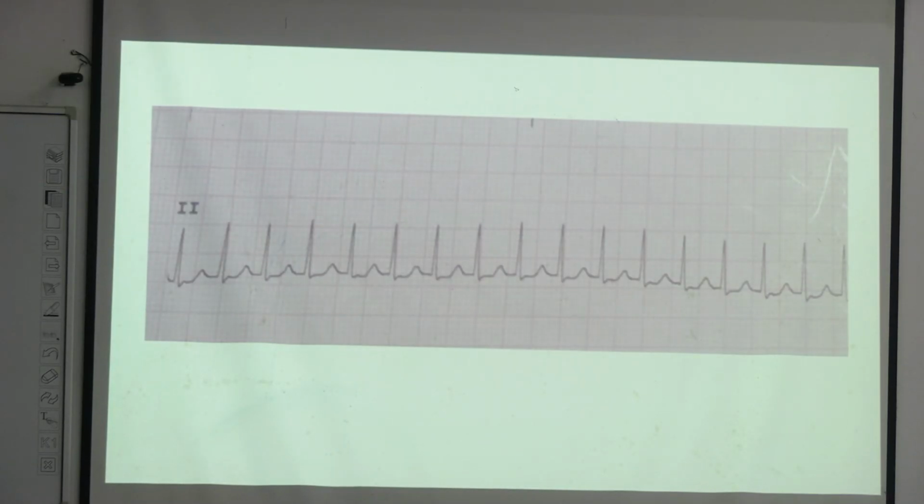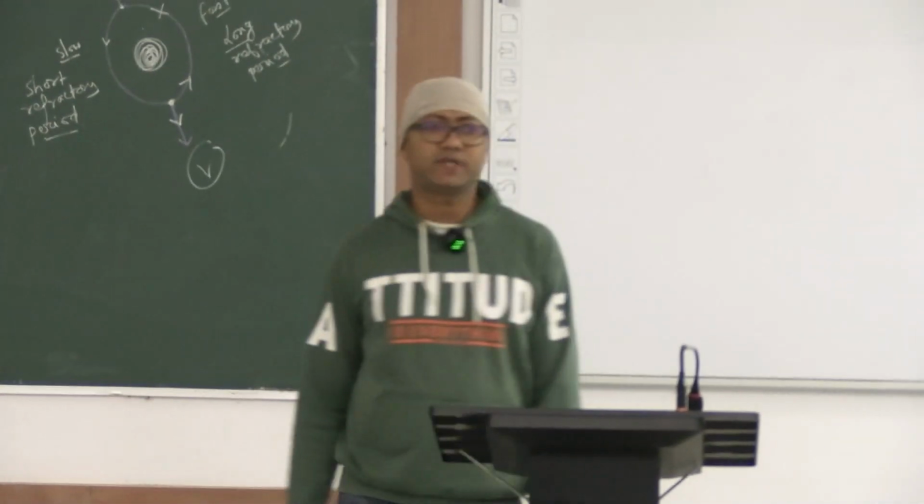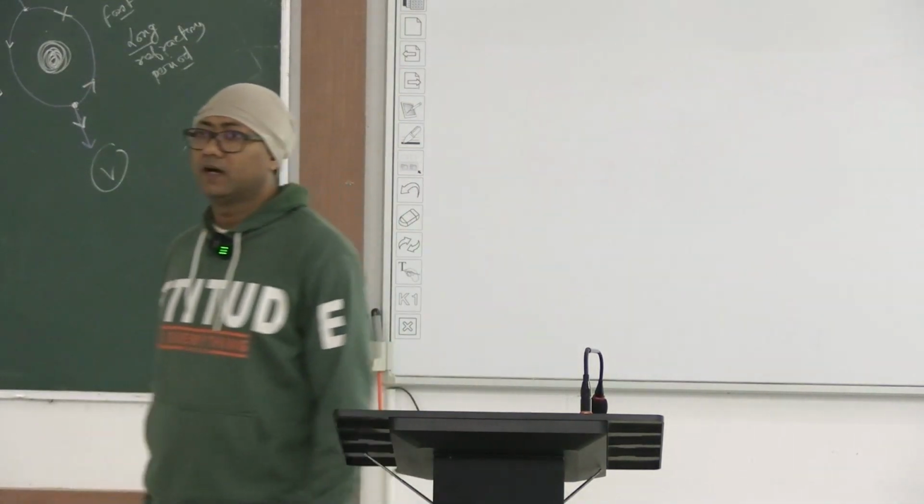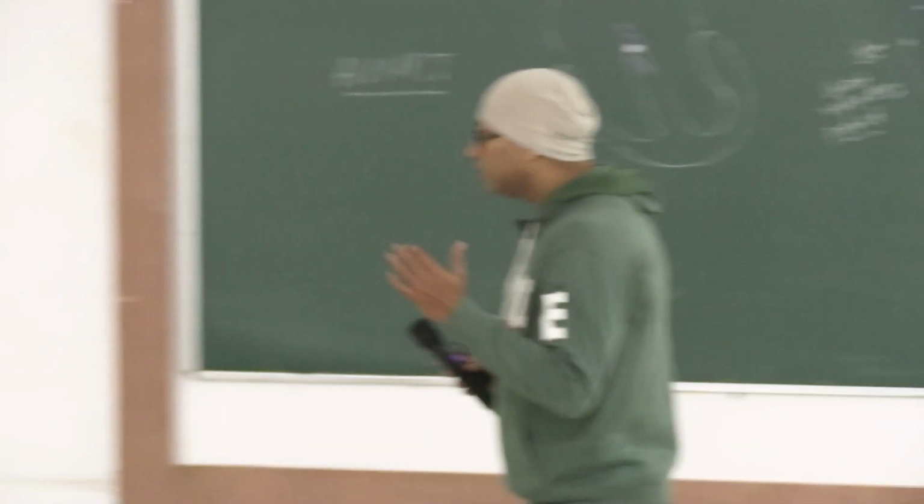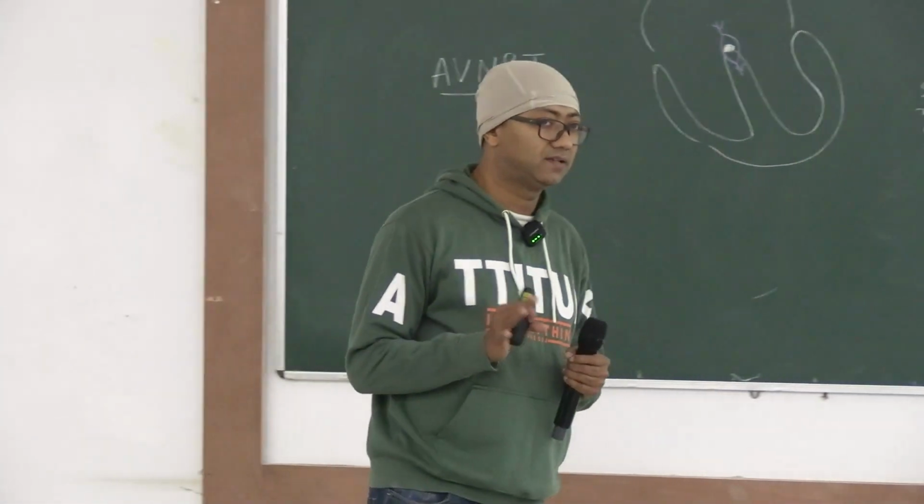In most cases of AVNRT, AV nodal re-entrant tachycardia, we don't see the P wave because the P wave is buried under the QRS complex, so we see only QRST, QRST, QRST. In 70% of cases, the ECG shows QRST, QRST, QRST, there is no P.